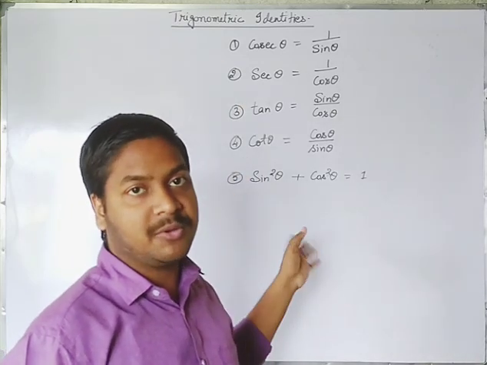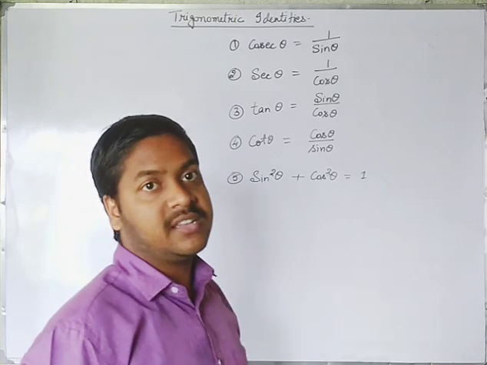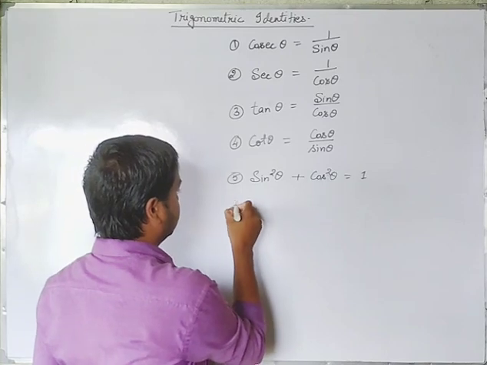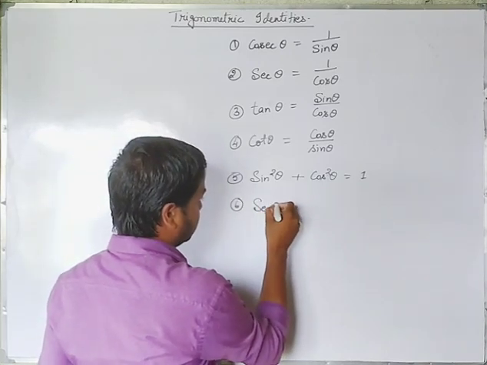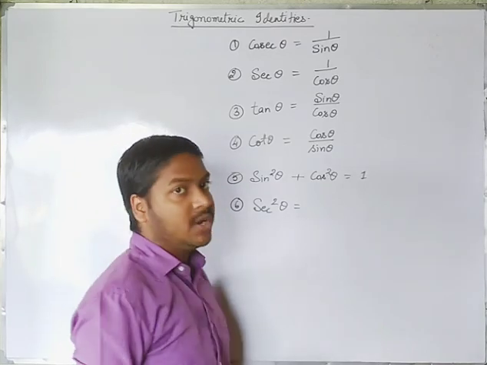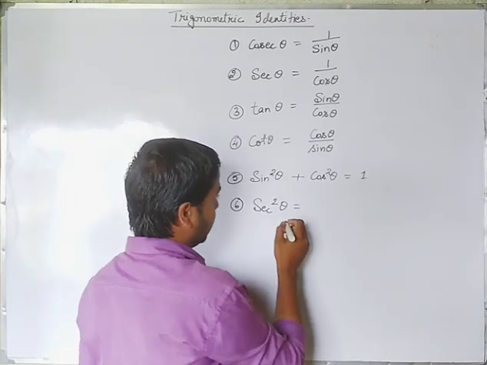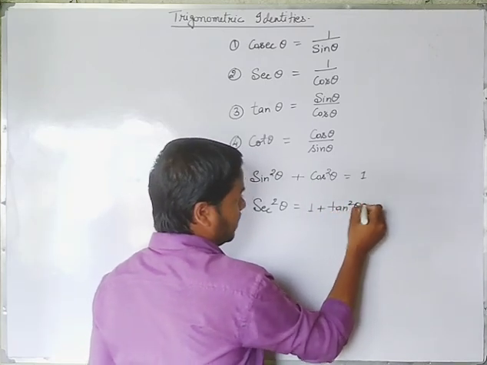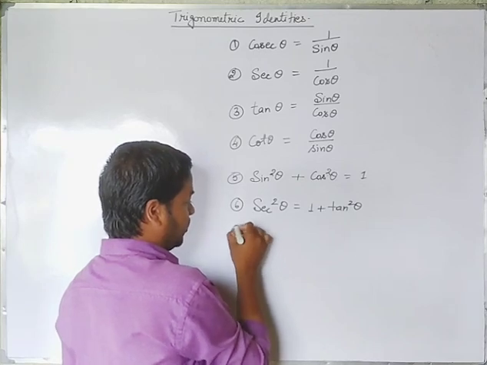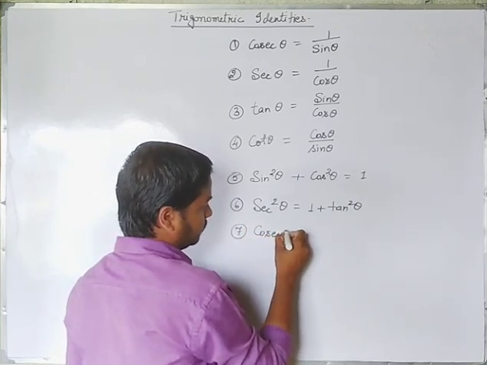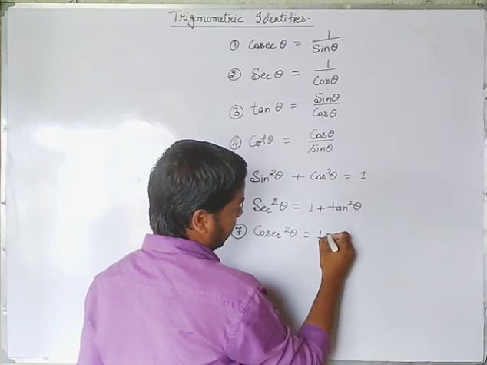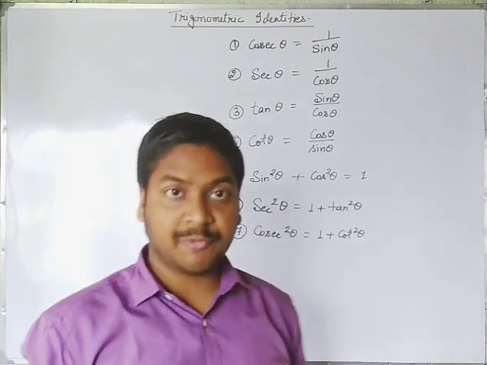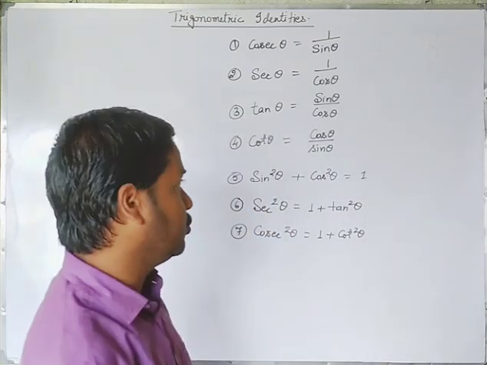With the help of these 5 you can solve each and every question, but still there are another 2 formulas that we will use. The 6th one is sec square theta equals tan square theta plus 1, or you can write it as 1 plus tan square theta. In the same way, for the last one we can write cosec square theta as 1 plus cot square theta. These are the 7 formulas that we will use to solve any of the questions.